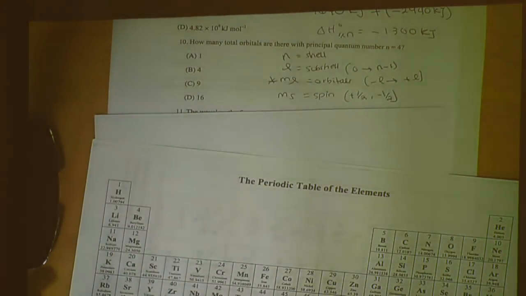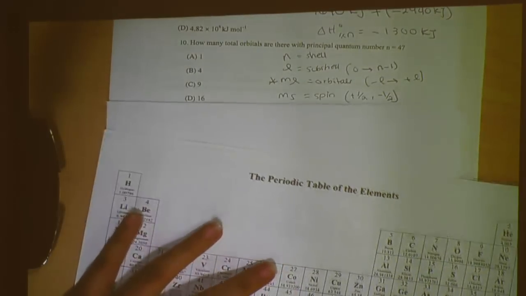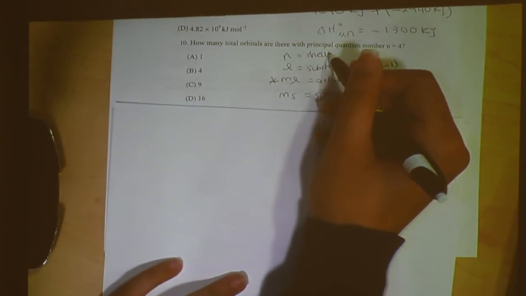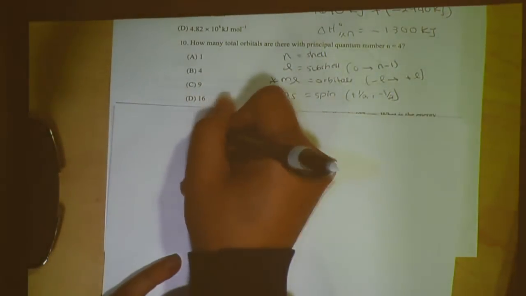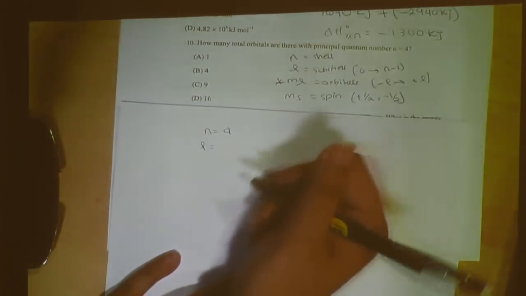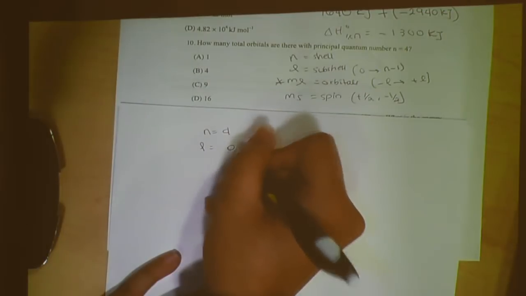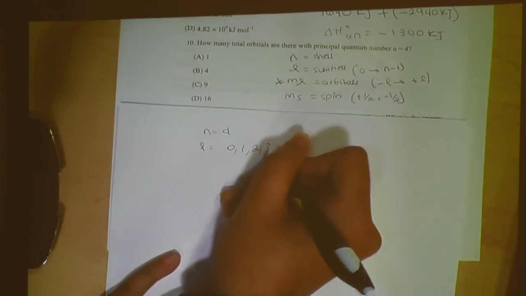So when it's asking for how many total orbitals we can have in n equals 4, that means it's looking for Ml, because Ml is orbitals. So the way you figure this one out is, because n equals 4, and L can be from 0 to n minus 1, that means L can be 0, 1, 2, or 3.